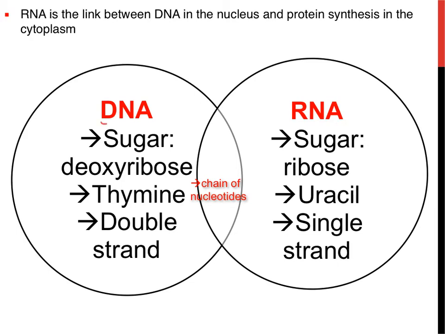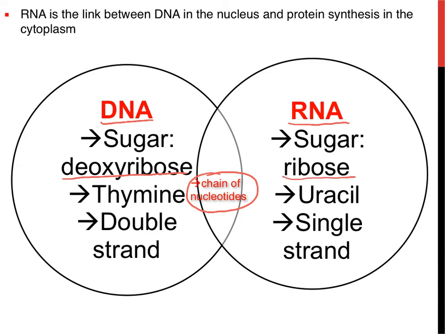Okay, so both DNA and RNA are composed of nucleotides. Nucleotides are a phosphate, a sugar, and one of four nitrogen-containing bases, so they're both the same, right? Both DNA and RNA are made up of chains of nucleotides. The sugar for DNA is deoxyribose, and the sugar for RNA is ribose.